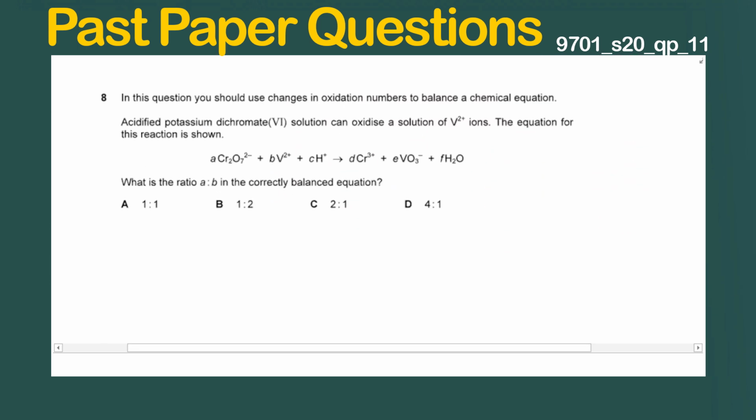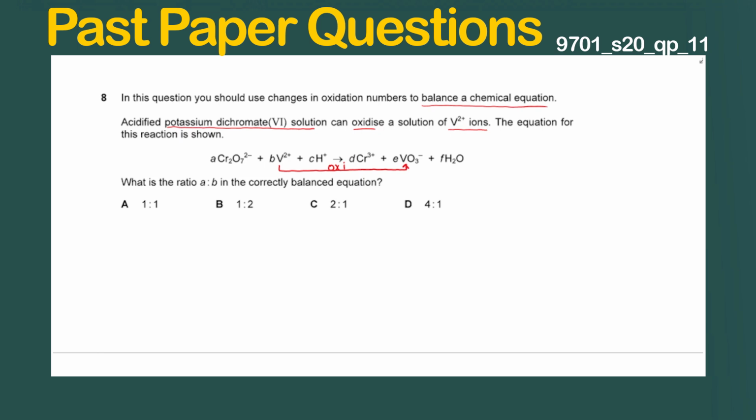Here we have question number 8. In this question, we have to balance the redox equation, and they have mentioned we have potassium dichromate solution that oxidizes V2+ ion. So V2+ ion is oxidizing here. Oxidation is taking place here, and this is actually the oxidizing agent, Cr2O7. Oxidizing agent will oxidize others and reduce itself. So dichromate ion is converting into Cr3+.